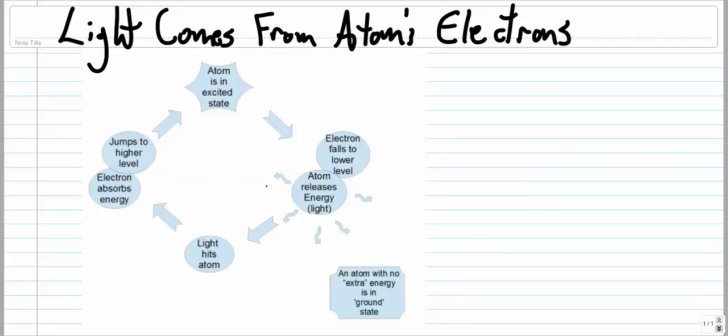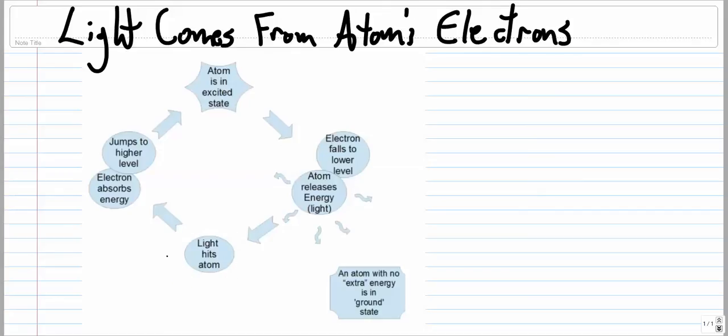This image is in a folder called Sound and Light. If you want to get a copy of it while you watch this video, that might be a good idea. So this flowchart, it's almost like a cycle. We can pick it up anywhere we want, but I'm going to start right here with light hitting an atom.